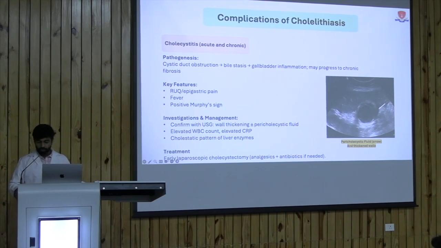Ultrasound scan typically reveals gallbladder wall thickening, often more than 3 millimeters, and presence of pericholecystic fluid as depicted by the arrow in the image shown. Lab findings may include leukocytosis, an elevated CRP level, and an abnormal liver enzyme pattern. Management includes early laparoscopic cholecystectomy with analgesics and antibiotics administered as needed.